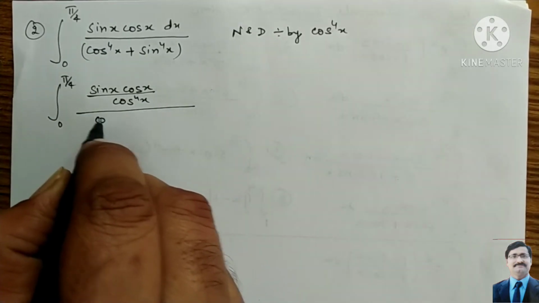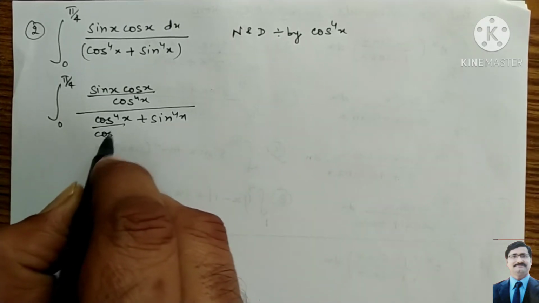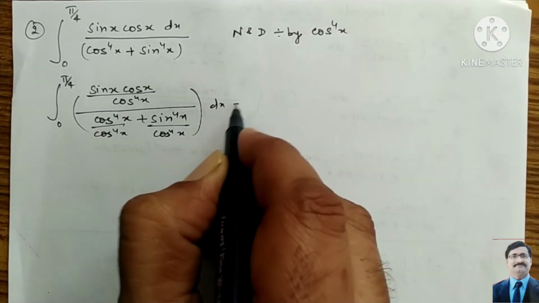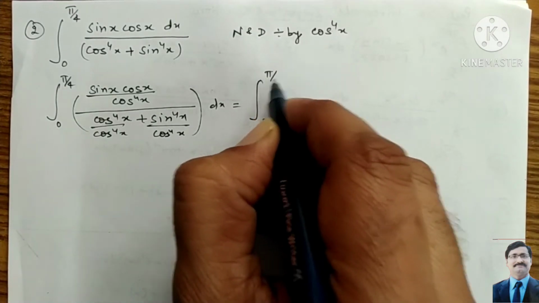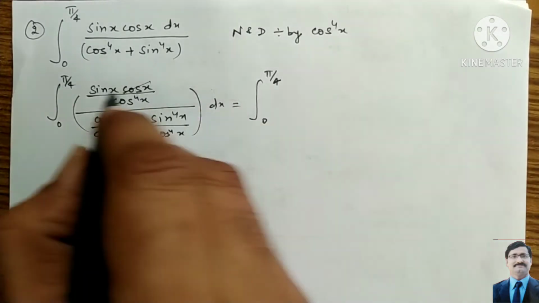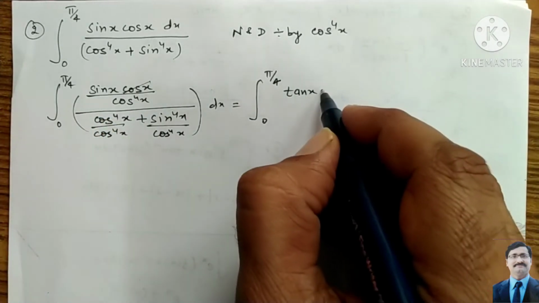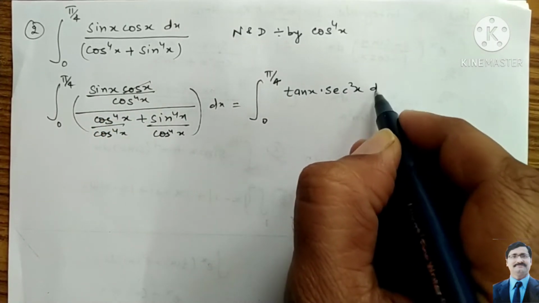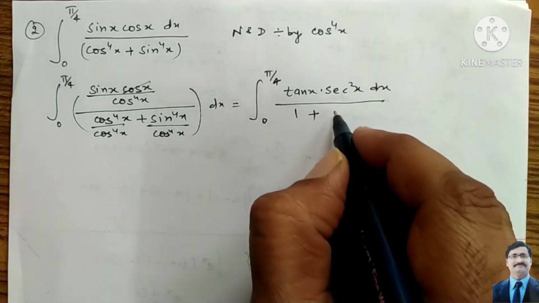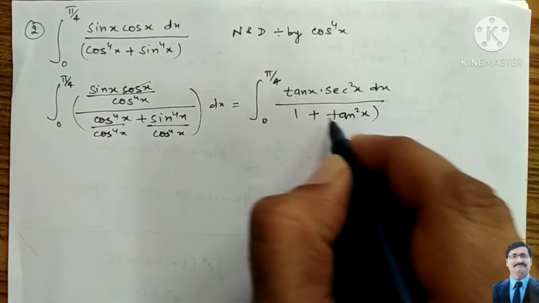We divide the whole expression by cos⁴x, and this cos⁴x we can separate as cos²x and dx, with limits 0 to π/4. Look here, one cos cancels, and sin upon cos we can write as tan x, and 1 upon cos²x is remaining, which we write as sec²x, and dx is as it is. In the denominator we can write 1, and tan⁴x we can write as (tan²x)².